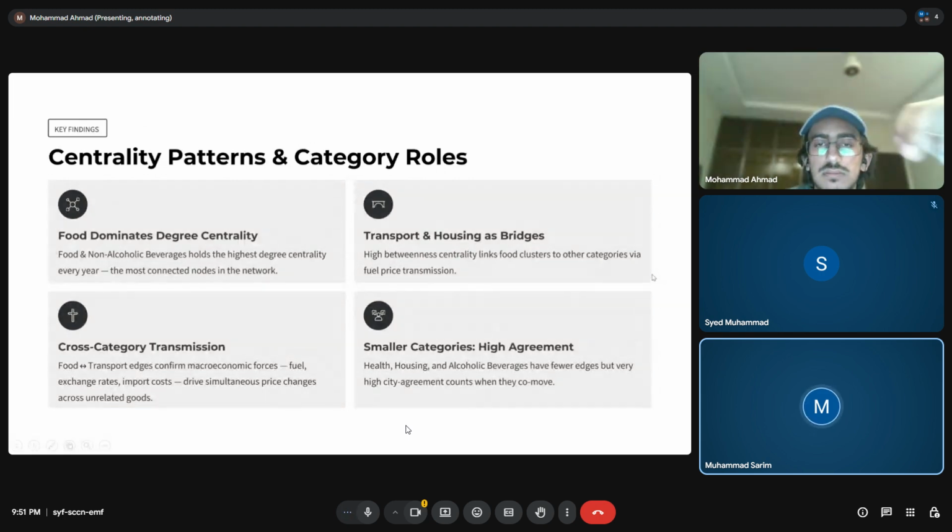These cross-category edges are the interesting ones. Food connecting transport, transport connecting housing. These confirm what economists call cost-push inflation, where a rise in one thing may cause a rise in another.